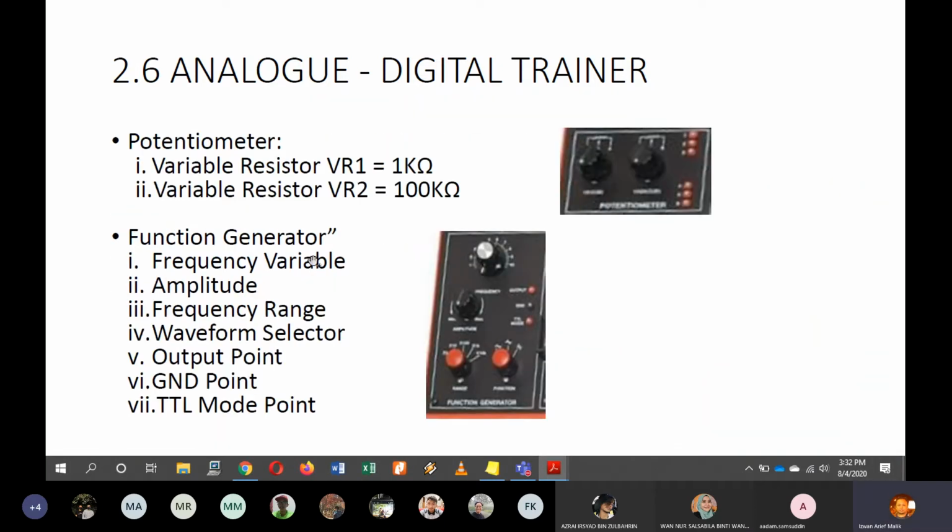And then down here we have our function generator, to generate variable frequency, amplitude, and waveform selector. If you want to select types of waveform: sine wave, square waveform, triangular waveform. And then we have our output and our ground point. We can connect them here, or you have TTL mode for your ICs. Okay. Frequency range. What is your frequency that you want to use? Your amplitude. What is the amplitude of your waveform? You can use them here.